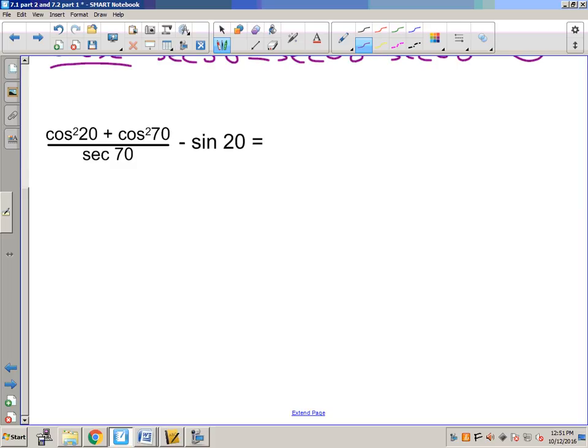A lot of you are turning the top of this fraction into a 1, or you're looking to turn that into a 1, and that's a good strategy. But before we can do that, we're going to need to make it look like sine squared plus cosine squared. So we could transform this cosine squared into a sine squared. Of course, we need the complement of that angle, so that's going to be 70.